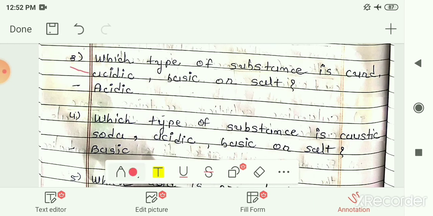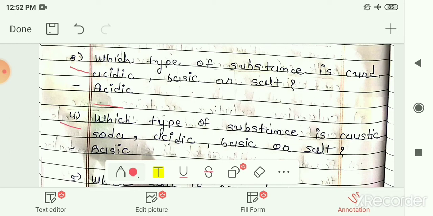Next, question number 3. Which type of substance is curd? Acidic, basic or salt? What is the nature of curd? So here your answer is acidic. The curd is an acidic substance, and earlier, in the fill in the blanks, we had seen that lactic acid is present in the curd. So here your answer is acidic.